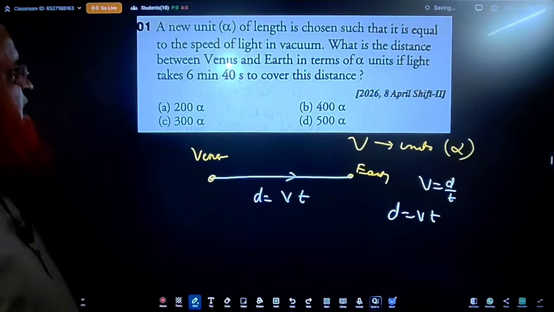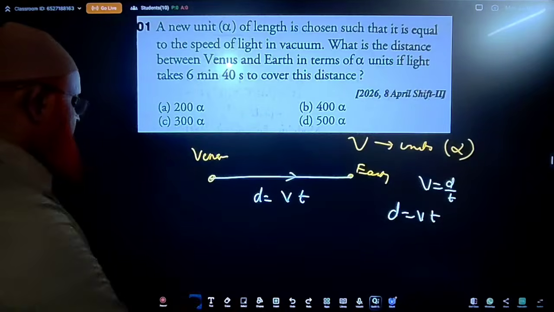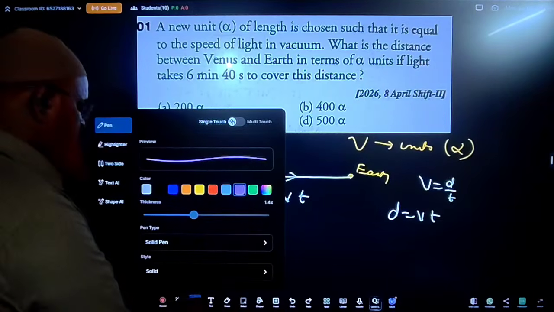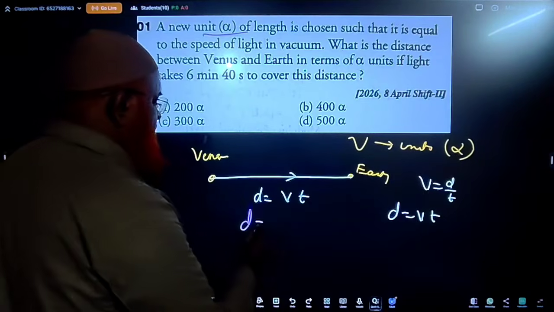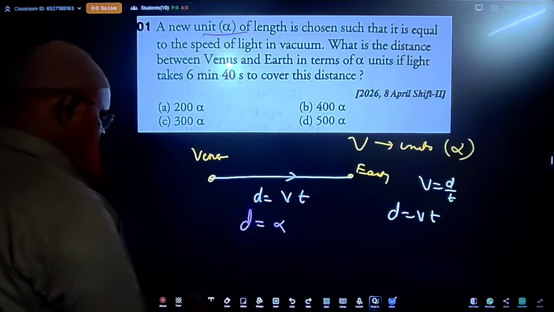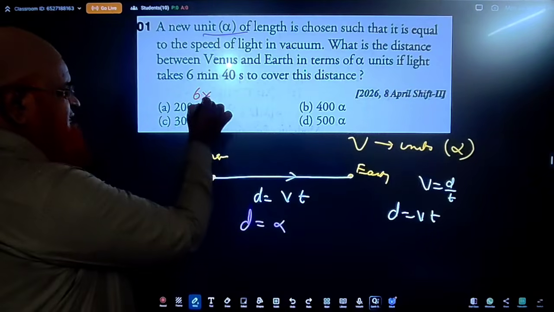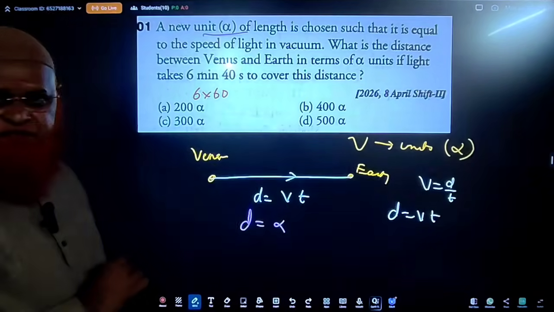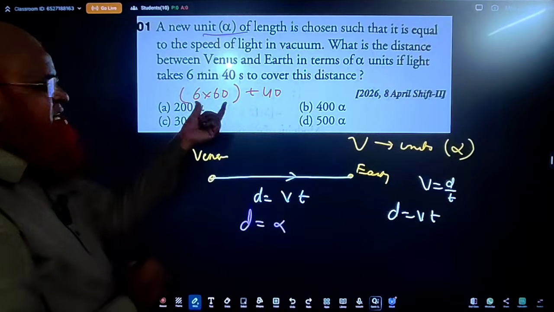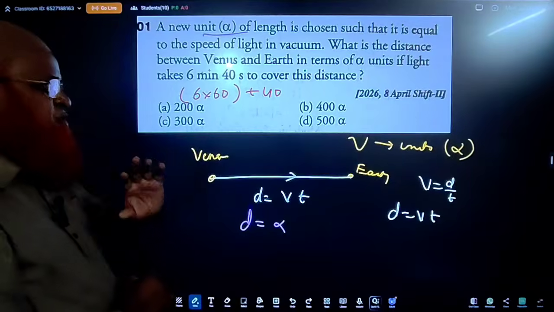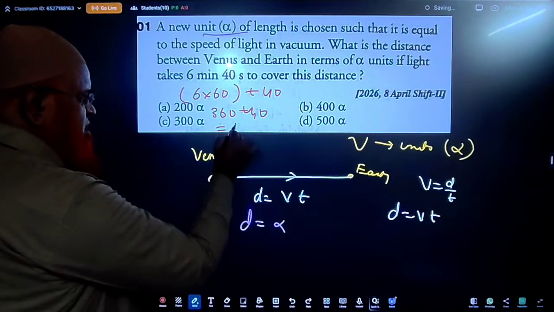What is the speed given? Speed is given in terms of alpha here, so speed is alpha. Then you write alpha into time. You have to convert the time into seconds: 6 minutes means 6 into 60 gives you seconds, plus 40 gives the total in seconds. Minutes you convert to seconds, and seconds you write as they are. So 360 plus 40 is going to be how much?